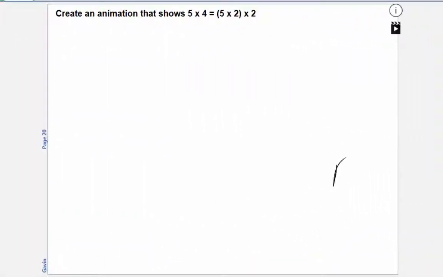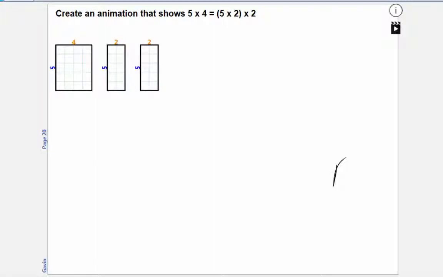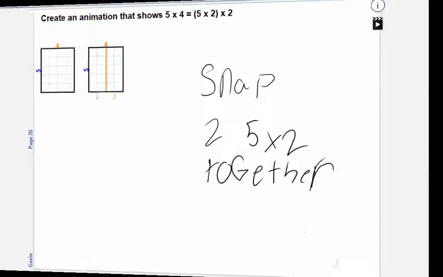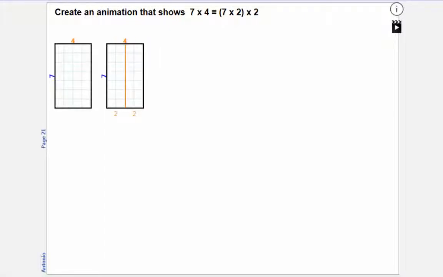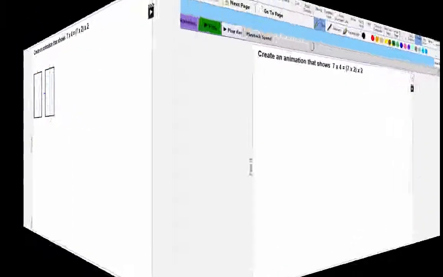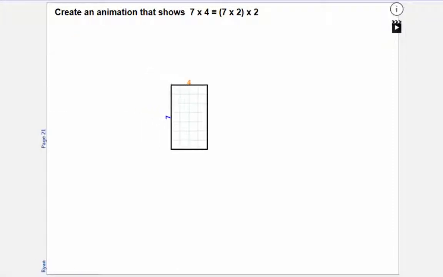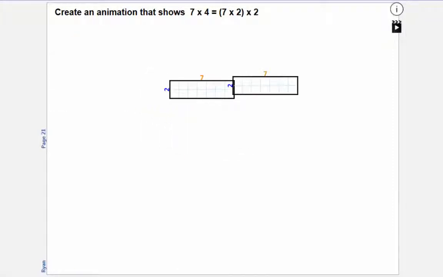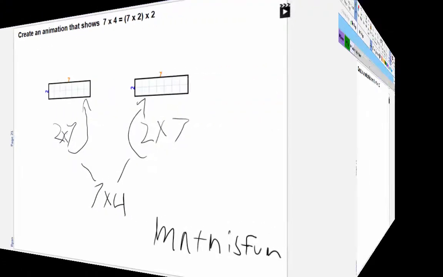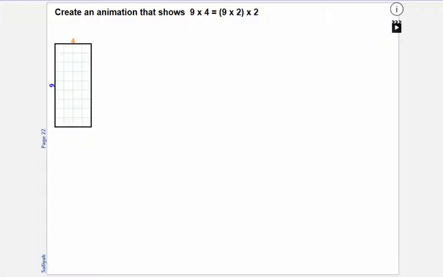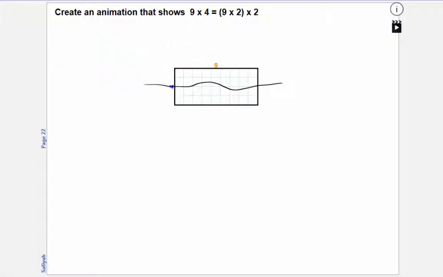Create an animation that shows 5 times 4 equals 5 times 2 times 2. Create an animation that shows 7 times 4 equals 7 times 2 times 2. Create an animation that shows 9 times 4 equals 9 times 2 times 2.